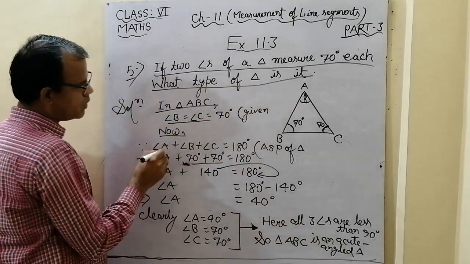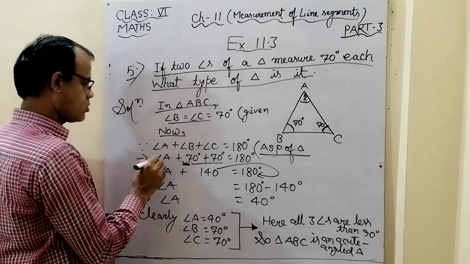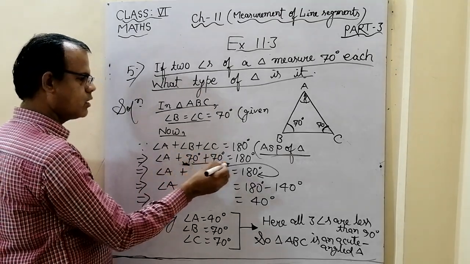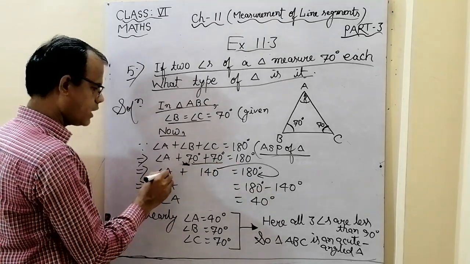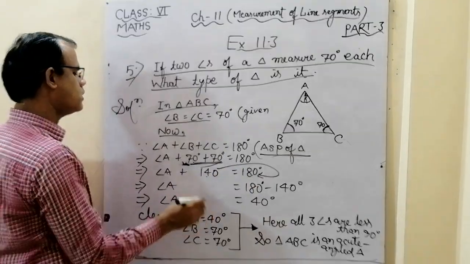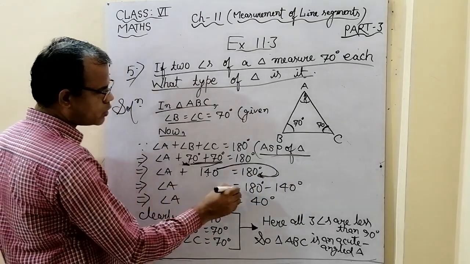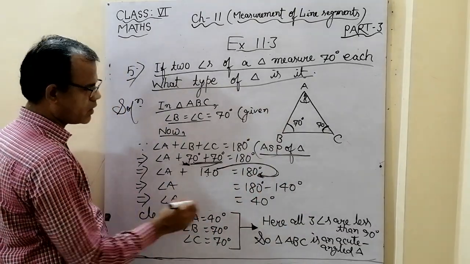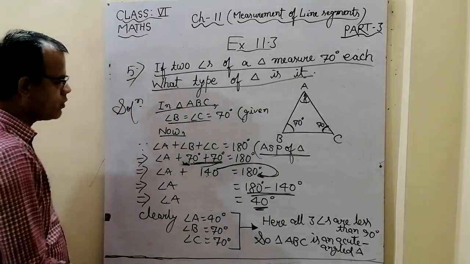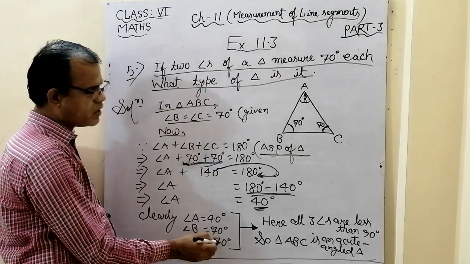Now angle A plus B plus C 180 degree. Why? Angle sum property of triangle. So angle A plus value of angle B 70, value of angle C 70 equal to 180 degree. So angle A plus 70 plus 70, 140 degree equal to 180 degree. While shifting this 140 to RHS side, angle A equal to 180 minus 140. So angle A equal to 40 degree. So here we see all three angles. Angle A 40 degree, B 70 degree, C 70 degree.